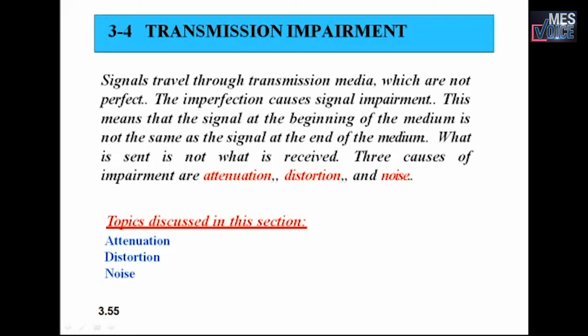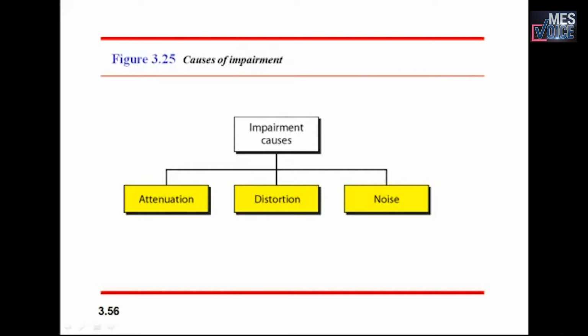Transmission impairment. We know that signals travel through transmission media, which are not perfect. This imperfection causes signal impairment. This means the signal at the beginning of the medium is not the same as the signal at the end of the medium. What is sent is not what is received. There are three causes of impairment: attenuation, distortion, and noise. We discuss attenuation, distortion, and noise in this topic.